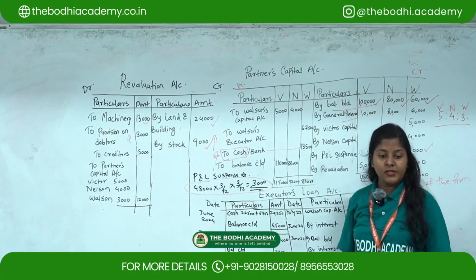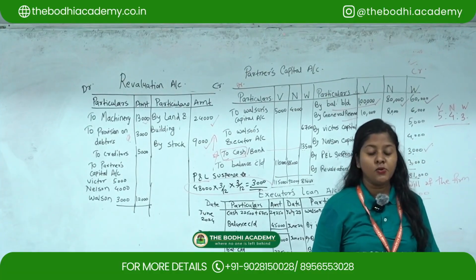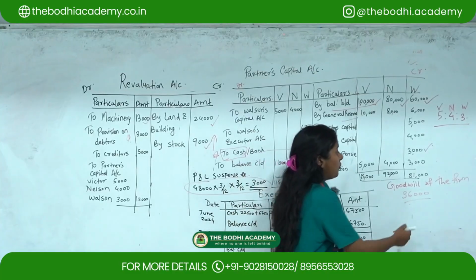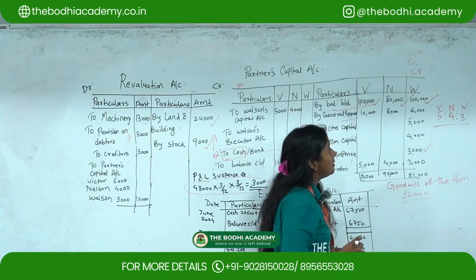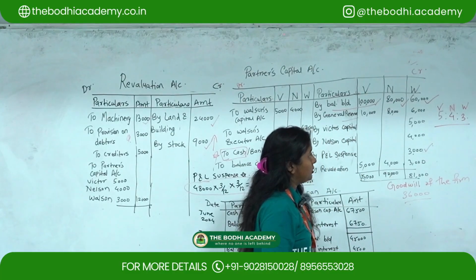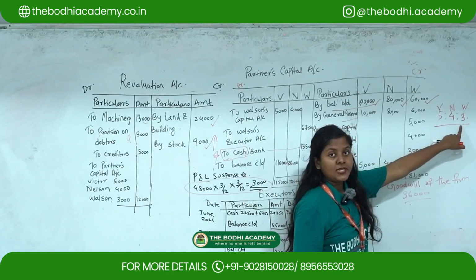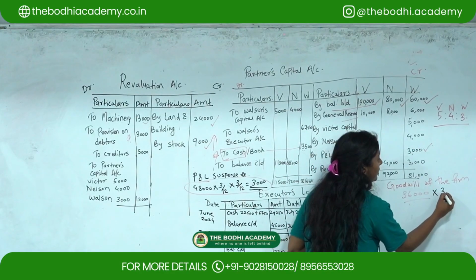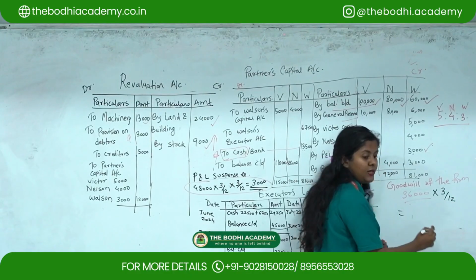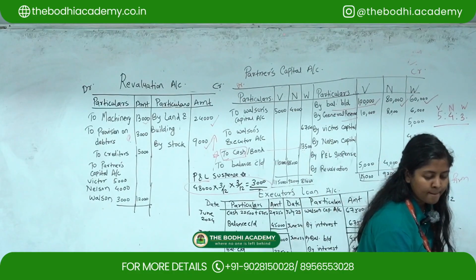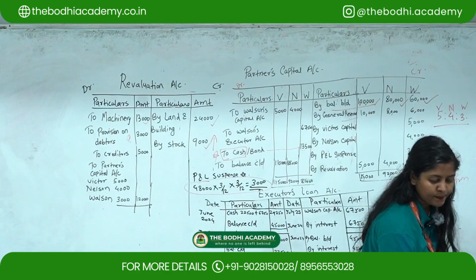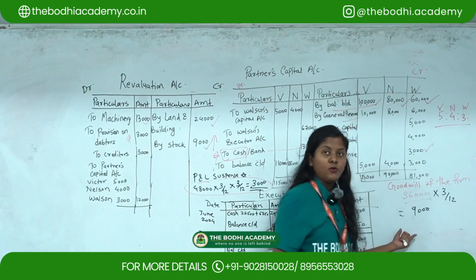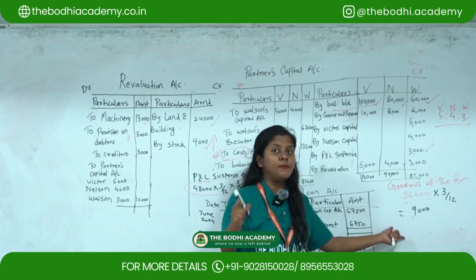After that, you have to find out the goodwill. Goodwill of the firm is 36,000. So what you have to do is take the deceased partner's share. Now the deceased partner's share is 3. So I am going to do 36,000 multiplied by 3 divided by 12, which will give me 9,000. And this 9,000 you have to distribute with the remaining partners.